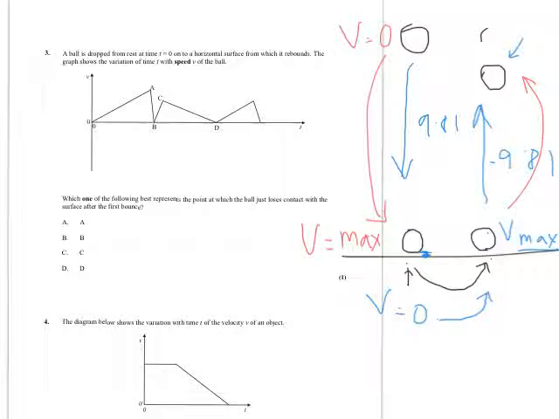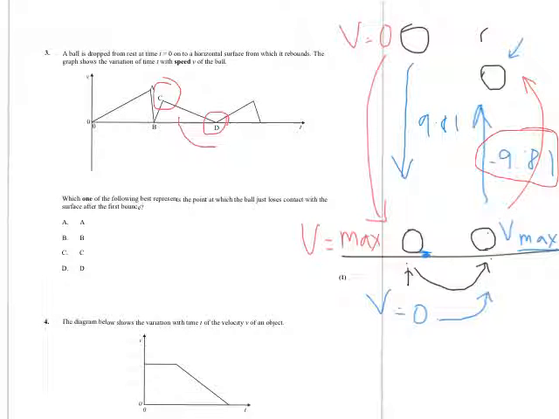So that's exactly what the question is referring to. Which of the following best represents the point at which the ball just loses contact with the surface? So that would be C. Okay, and then just out of interest, it's worth noting that D would then be the fourth part of the journey, which is this deceleration up until 0 again.